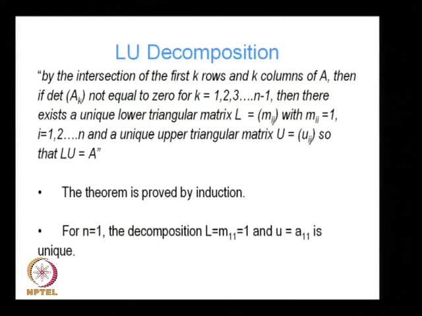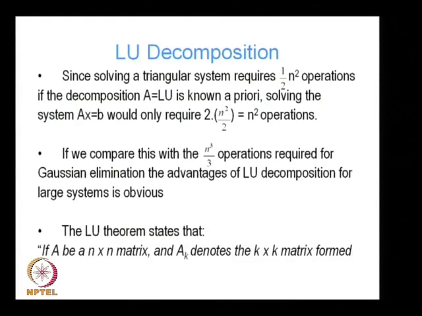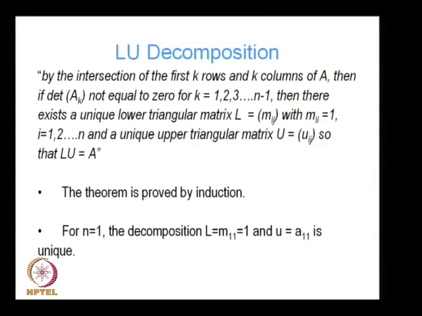So, let us take a look at it again. It says that if A is an n by n matrix and Ak is the k by k submatrix formed by the intersection of the first k rows and k columns of A, and if the determinant of Ak is not equal to 0 for k equal to 1 through n minus 1, then there exists a unique lower triangular matrix L with components Mij and with diagonal components Mii equal to 1, and a unique upper triangular matrix U with components Uij, so that LU is equal to A.